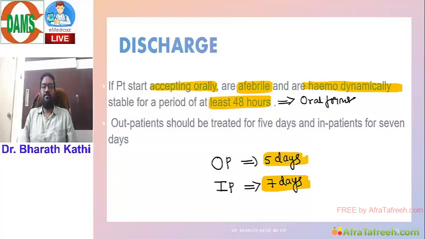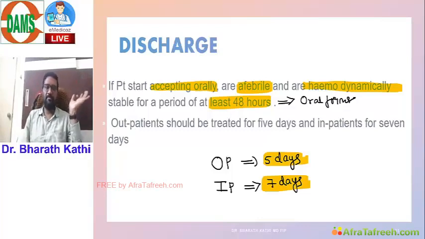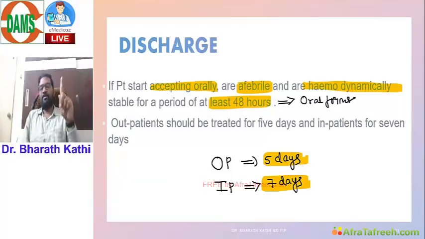So if the patient is accepting orally and is afebrile and hemodynamically stable for at least 48 hours, you can put him on oral forms and you can discharge. As soon as he is accepting orally, there is no point in keeping him in hospital. If he is not having fever and is hemodynamically stable for the last 2 days, you change the antibiotic to oral form and discharge him. Outpatient treatment, 5 days antibiotics. Inpatient treatment, 7 days antibiotics.